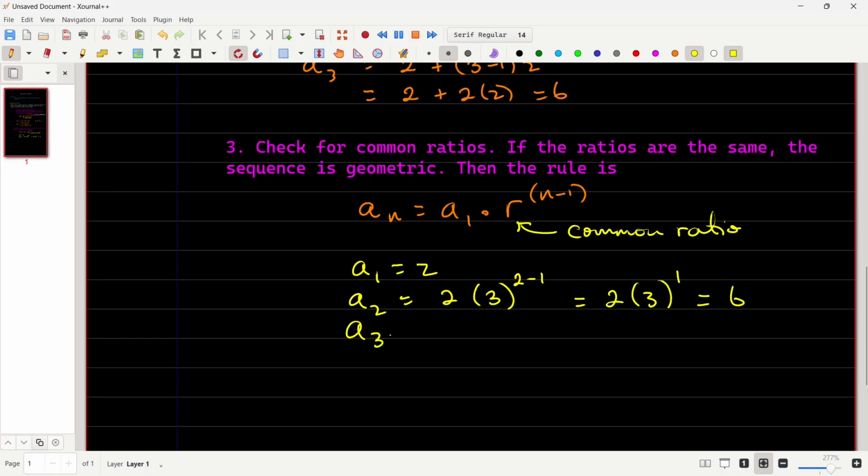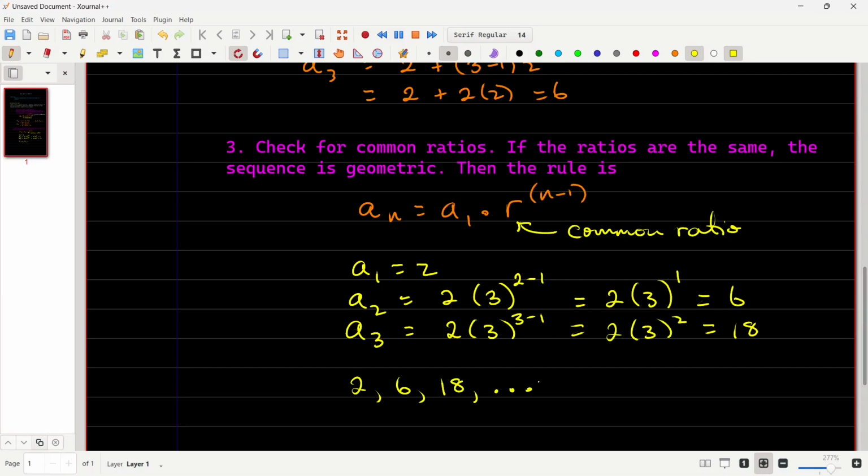Let's say a3 would be 2 times 3 raised to the power of 3 minus 1, which is simply 2 times 3 to the second power. 3 times 3 is 9, and 9 times 2 is 18. And so far we're seeing that the sequence goes like this: 2, 6, 18, and so on.